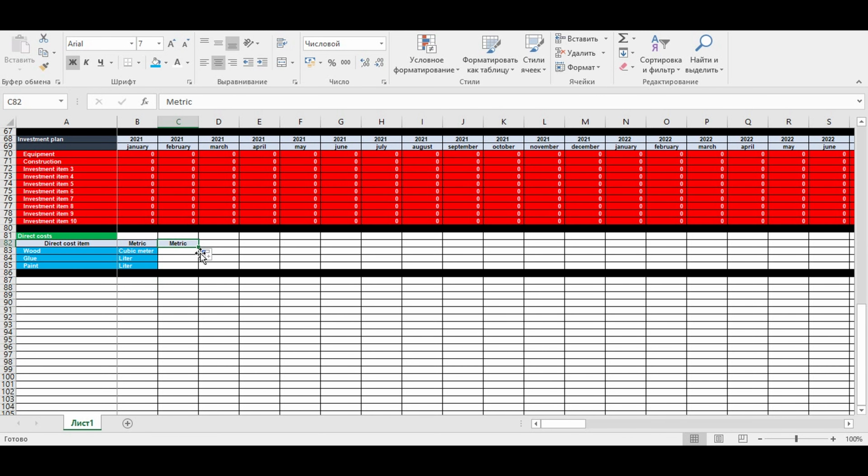Then we set up the price. The price for 1 cubic meter of wood, for 1 liter of glue, and the price for 1 liter of paint. For example, $20 per 1 cubic meter of wood, $3 per 1 liter of glue, and $2.5 per 1 liter of paint.